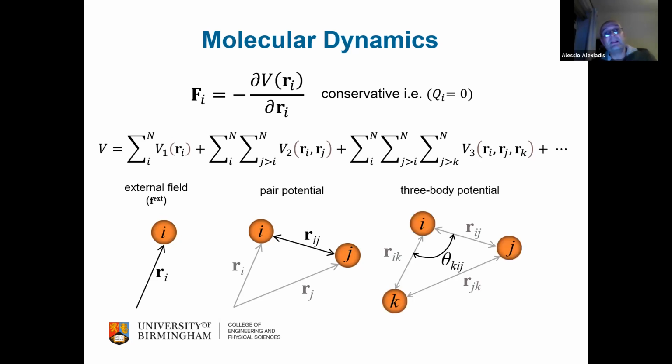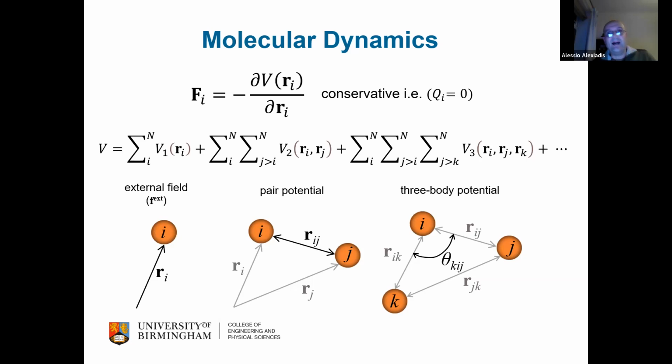Then you can have three-body potentials, which depend on the relative position of three atoms. For instance, if you are calculating the force on particle i, it will depend on the relative position of two other atoms, like k and j. You can think of that a little bit like the angle in between. A possible three-body potential is the angle. And then we can have four-body potential, five-body potential. Actually, you can have multi-body potentials and so on.